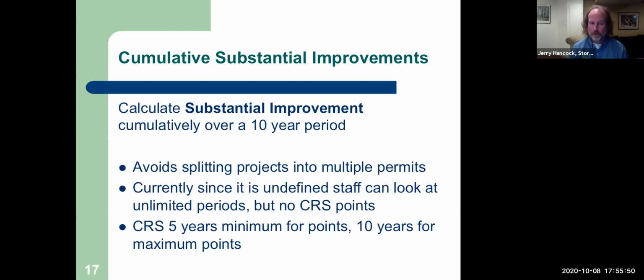So we are proposing to calculate substantial improvement over a 10-year period. This will allow the minimum amount of points within the community rating system. You have to calculate over at least 5 years, and then you can get the maximum points by going over 10 years. And like I was saying, this is already how we do this administratively, but it's not recognized. So you're trying to codify our current administrative policy.